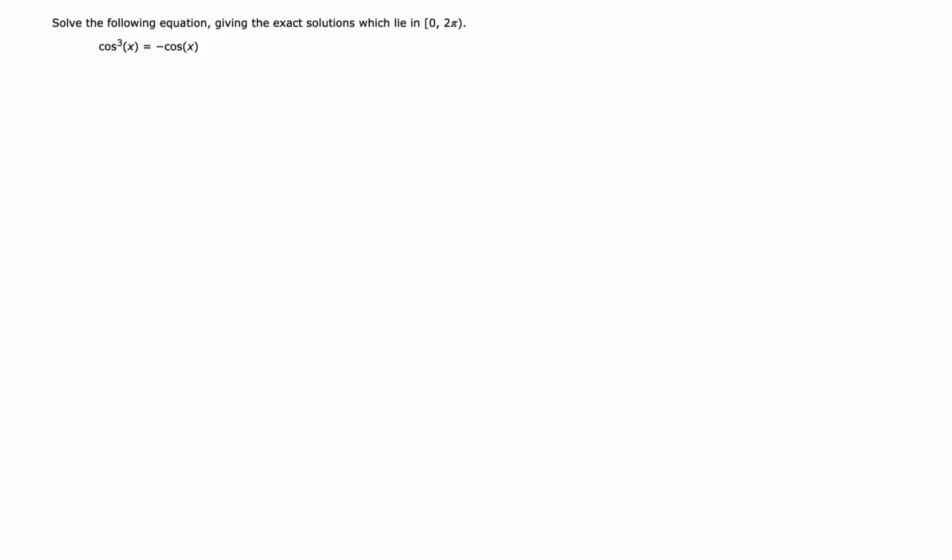Here I'm going to solve the trig equation cosine cubed x equals negative cosine x. A technique for solving equations where we have x's on both sides of the equation is to bring the terms onto one side, and then we can attempt to factor from there. So I'm going to add this cosine x to both sides. That'll eliminate the cosine x on the right, and we're going to get all the cosine x's onto one side.